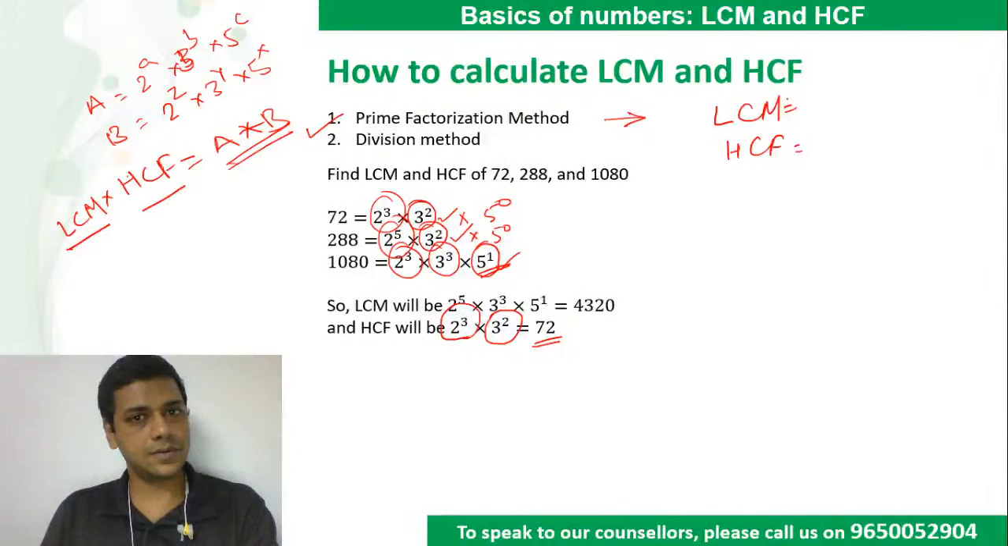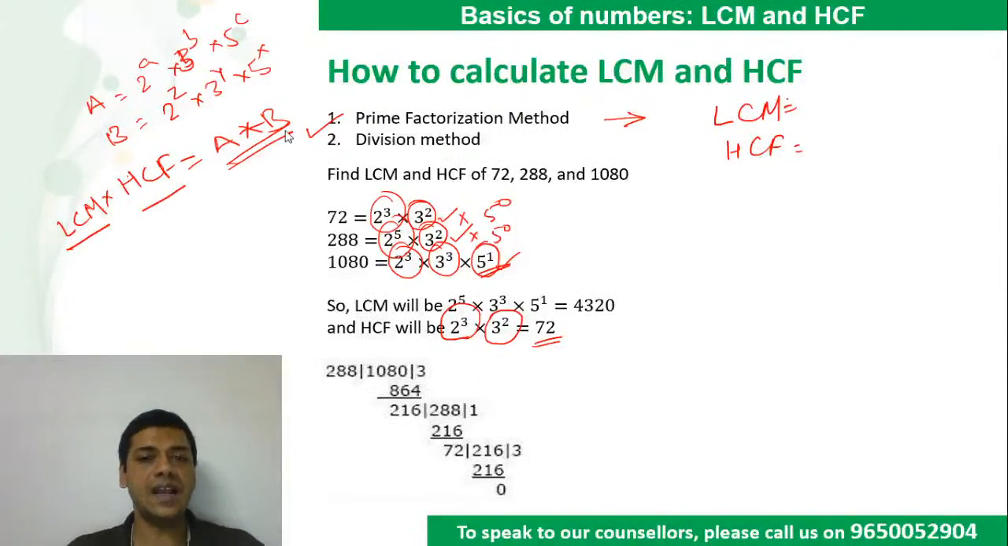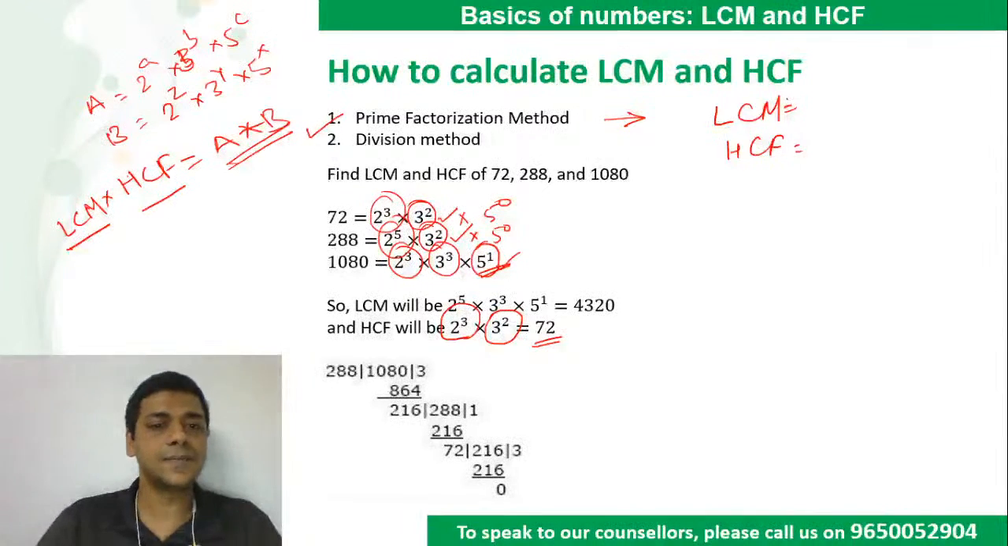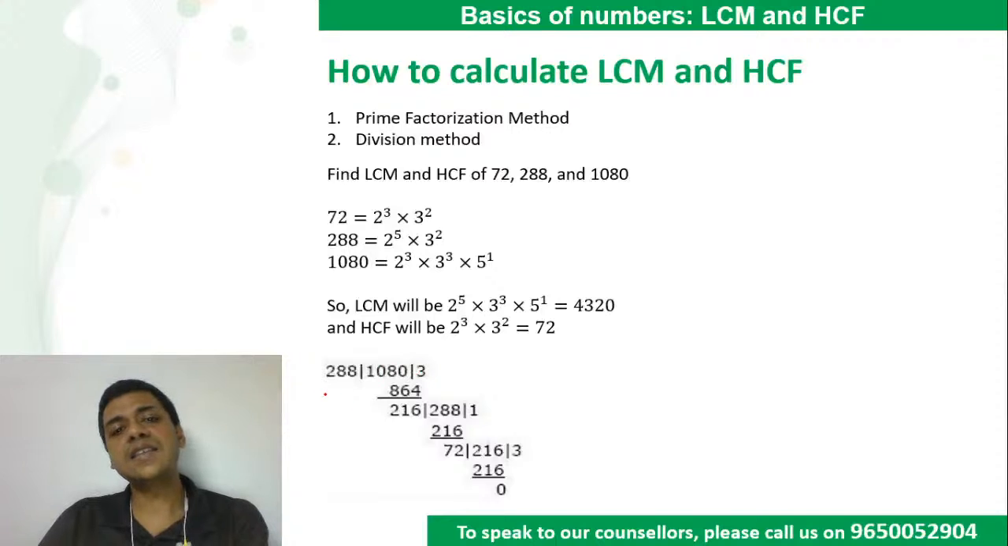Now another method is the division method. Now how to do the division method? In the division method, if we have to find the LCM and HCF of the same set of numbers, we will calculate the HCF of the two numbers which are the larger ones first. So basically we will divide the largest number by the just smaller number. So if I divide 1080 by 288, it will go 3 times. I will get 864 and my remainder would be 216.